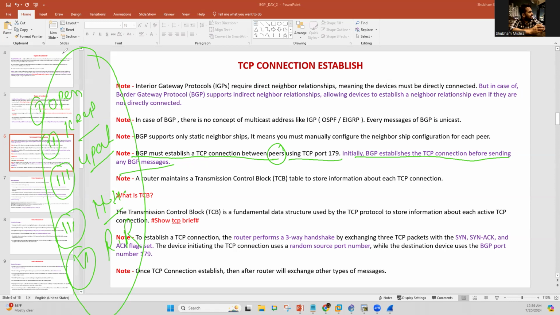Please remember, let's suppose this is R1 and this is R2. When you configure BGP, first of all both routers establish a TCP connection. Please remember this line. Then after, both routers exchange BGP messages like open, keepalive, update. This is the very important thing. And what is the port number? 179.